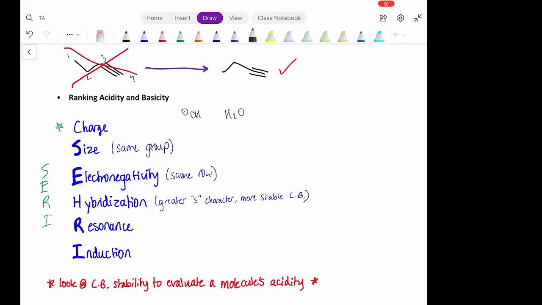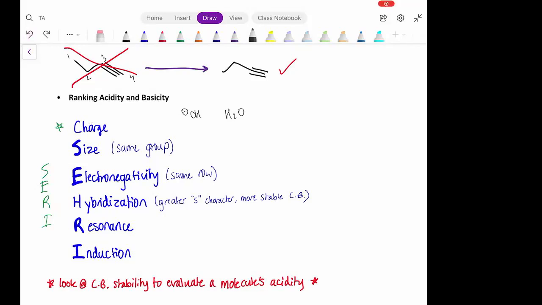And a more stable conjugate base actually means that the conjugate acid of that conjugate base is more acidic. So that's what I wanted to point out down here, where I said look at conjugate base stability to evaluate a molecule's acidity. I always just like to look at a molecule, convert it to its conjugate base, evaluate its conjugate base stability using these rules, SERI, and then obviously looking at charge and hybridization as well. And the more stable the conjugate base is, depending on whatever we've evaluated using these rules, the more acidic the molecule is going to be.